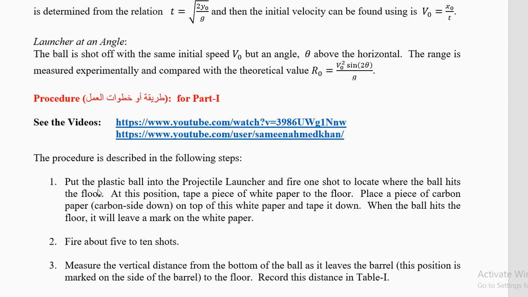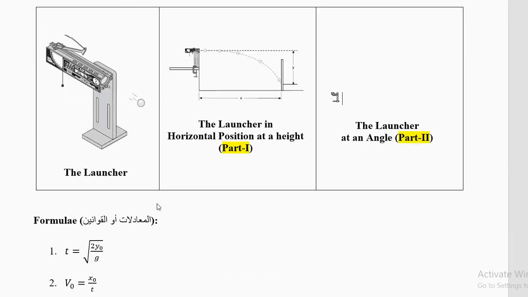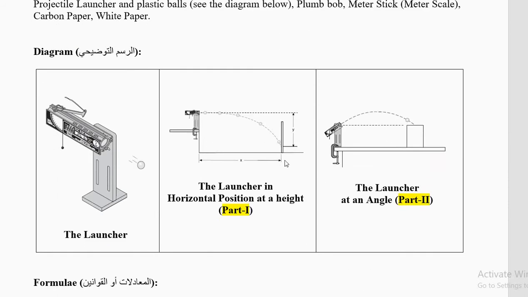Because what happens is your ball will fall somewhere here. So what you do, you put a white paper on the ground with a carbon paper on the top, the carbon facing the white paper.